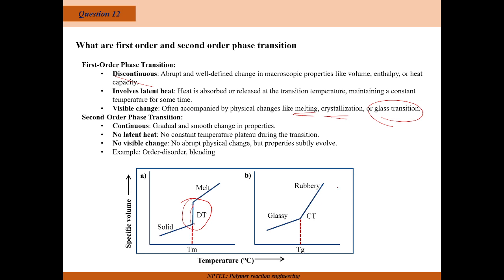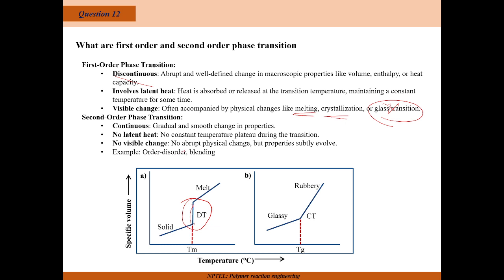Okay, so there is some mistake here. Yeah, the option here has a mistake. So that is actually for second order transition, and it is gradual, and there is no latent heat here, and visible changes are also lesser in the case of second order phase transition.